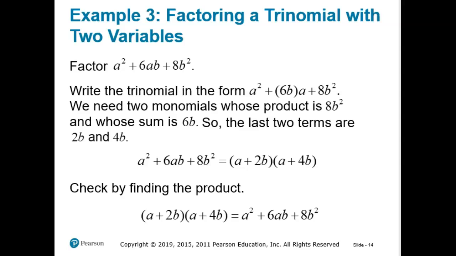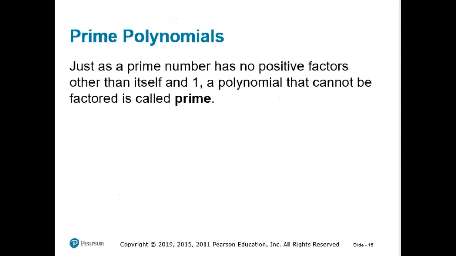So look at this: a squared plus 6ab plus 8b squared. Nothing changes because we added another variable. Everything stays the same. We're asking what two things multiply together to give you 8b squared and add together to give you 6ab. You know the b is going to be there, so you can just focus on the 8 and the 6. What two numbers multiply together to give you 8? 2 and 4, and they add together to give you 6. So that works out fine. And all signs are addition, so they remain addition.